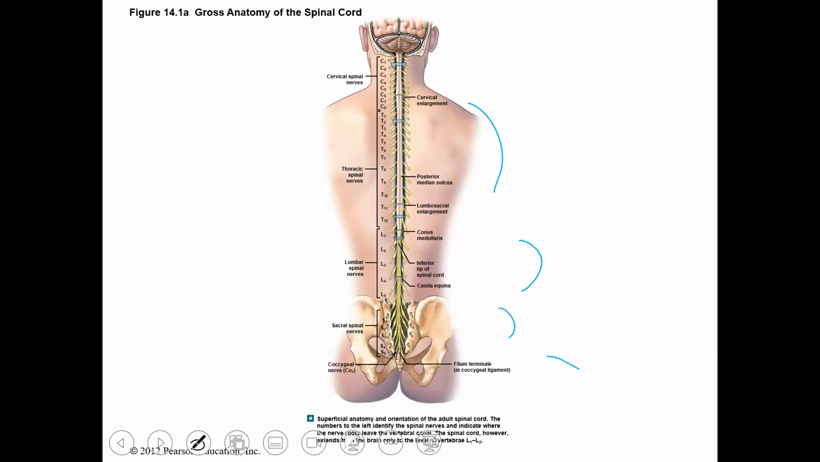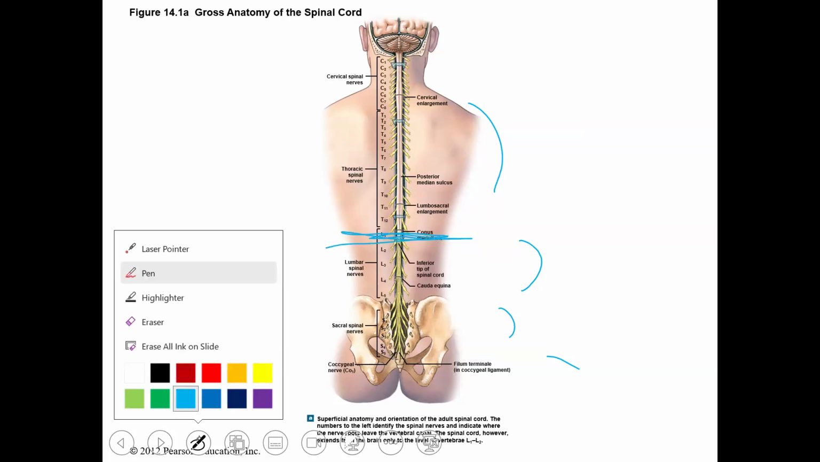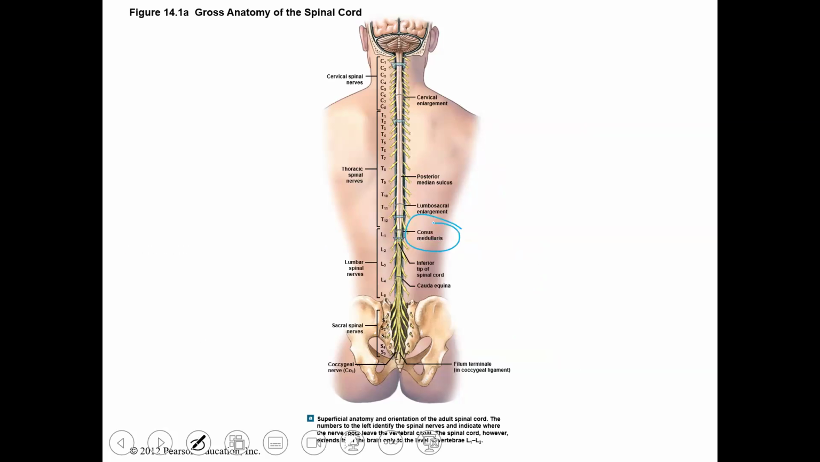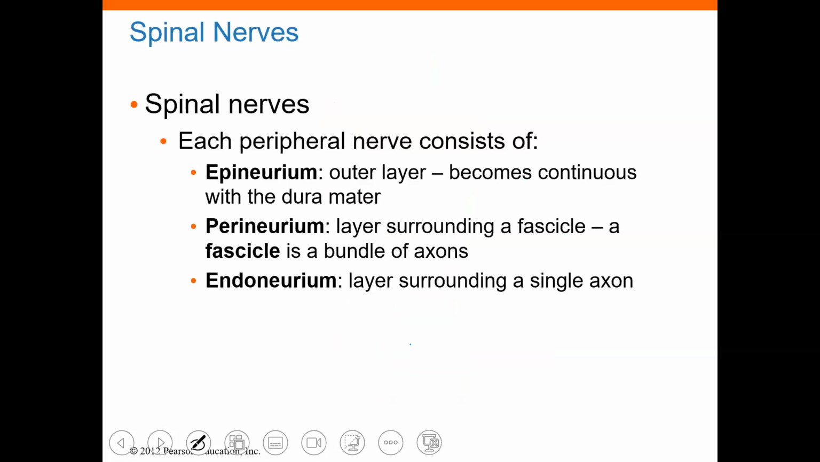And you could see that the cord ends at about L1, L2 proper right there. And we call the end of the cord the conus medullaris. And then we call it the cauda equina, this horsetail looking appearance to the nerves. We're familiar with these terms.